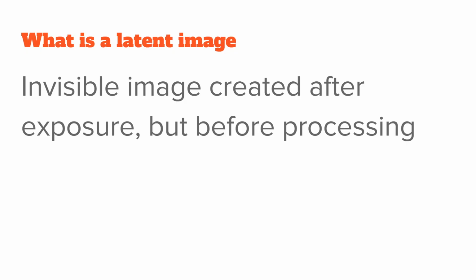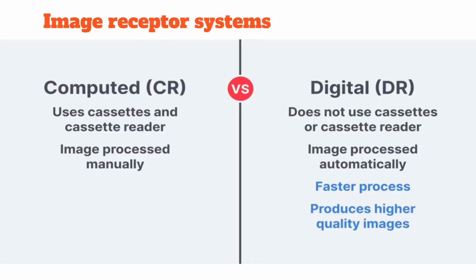What is a latent image? This is the invisible image created after exposure, but before processing occurs. We have two image receptor systems. You have computed radiography, CR. This uses cassettes and a cassette reader. We have to process these images manually.